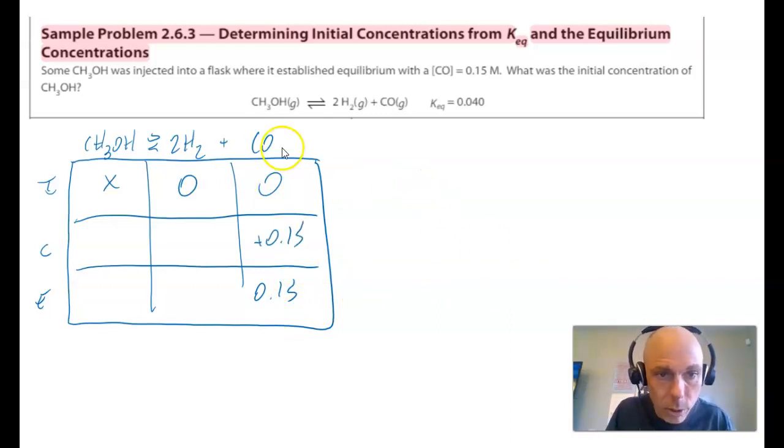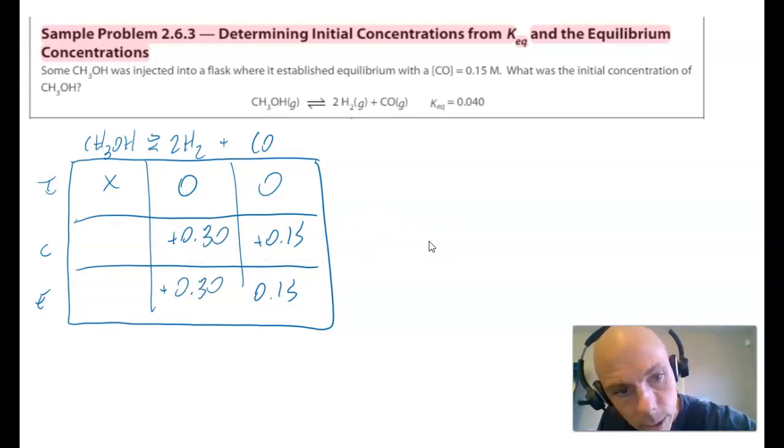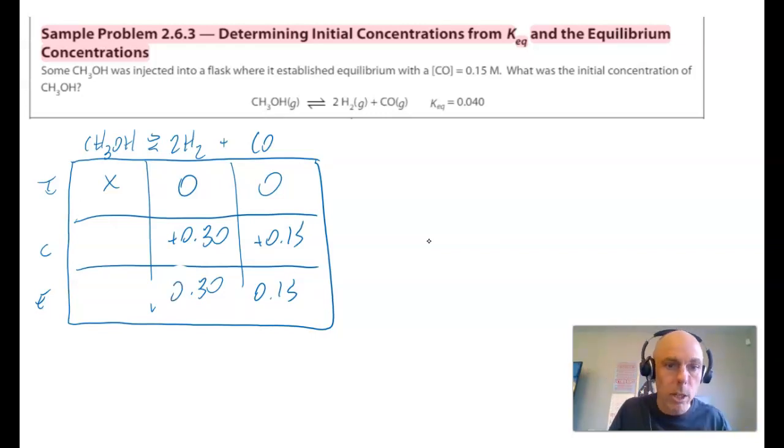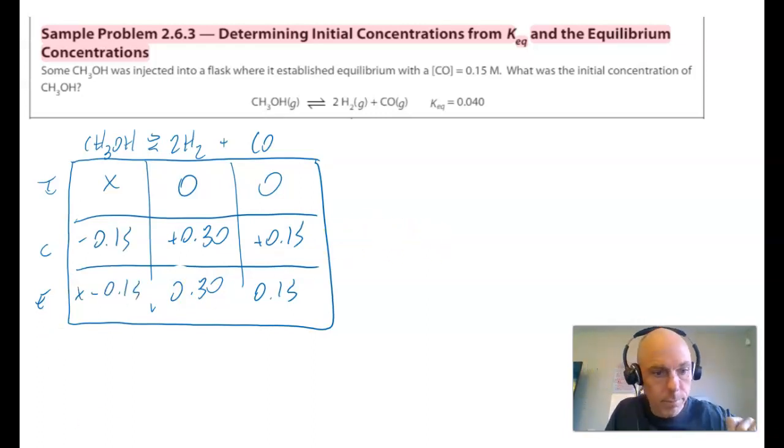If H2 increases at twice the rate that CO does, it will go up by twice 0.15, 0.30, and end up at 0.30 as well. Didn't need to say plus there. And then if CH3OH has the same coefficient as carbon monoxide, it'll go down by the same value that carbon monoxide goes up, negative 0.15, and at equilibrium we'll get X minus 0.15 methanol.